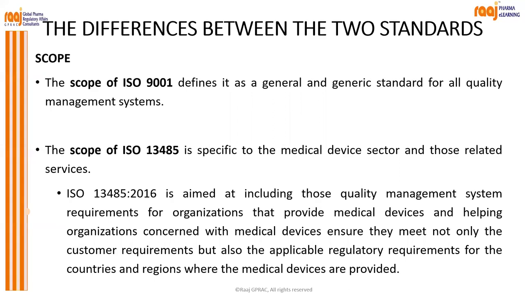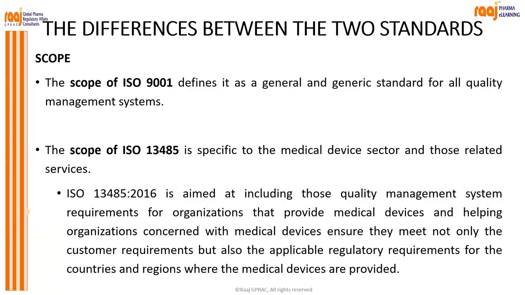So, what is the scope? The scope of ISO 9001 defines it as a general and generic standard for all quality management systems. So here I have to say that this ISO 9001 standard is applicable for any type of manufacturer or any type of company. Like suppose today I have my institution, tomorrow I am manufacturing some plastic items, or like I have changed from plastic to garments, or maybe somebody is going for some other kind of business.